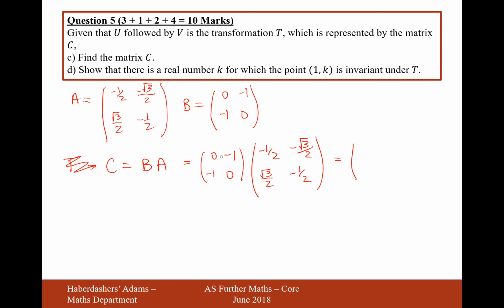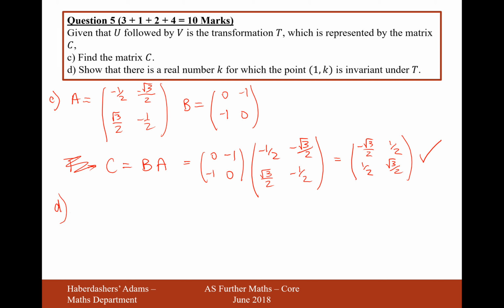So let's have a go at this then. So multiply out your brackets. It's going to be -√3/2 and 1/2. Then it's going to be 1/2 and √3/2. So there we are. That's the answer for matrix C. That's the answer for part C of this question.